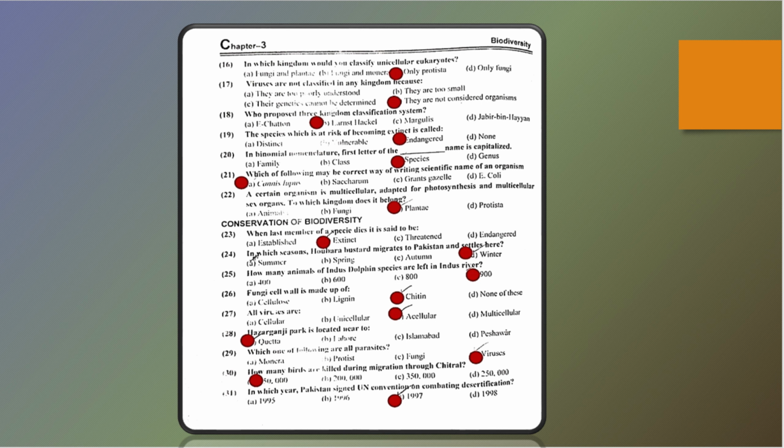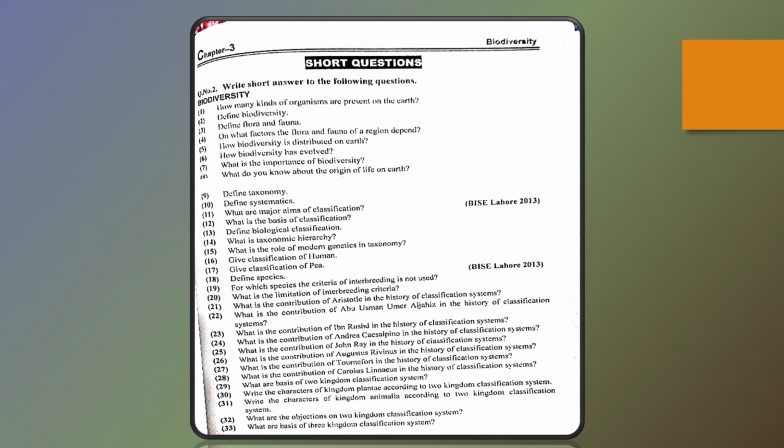Now the next is the short question answer of chapter number 3 biodiversity. These are also divided group wise. So first of all, biodiversity short question answer. How many kinds of organisms are present on the earth? Define biodiversity. Define flora and fauna. On what factor the flora and fauna of region depends? How biodiversity is distributed on earth? How biodiversity has evolved? What is the importance of biodiversity? What do you know about the origin of life on earth?